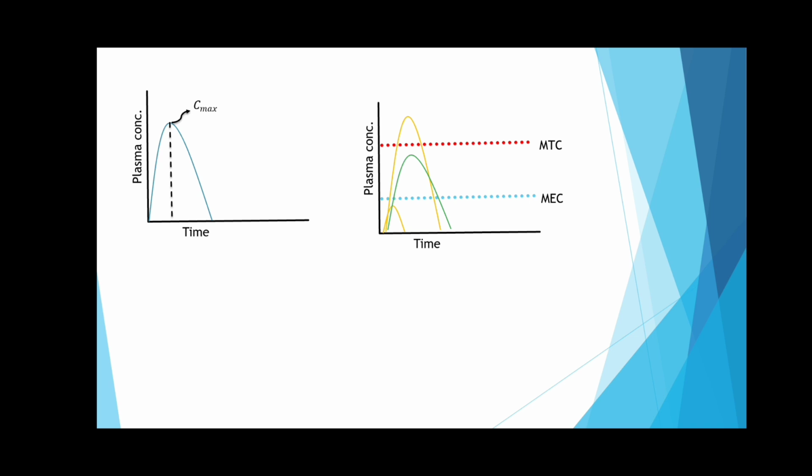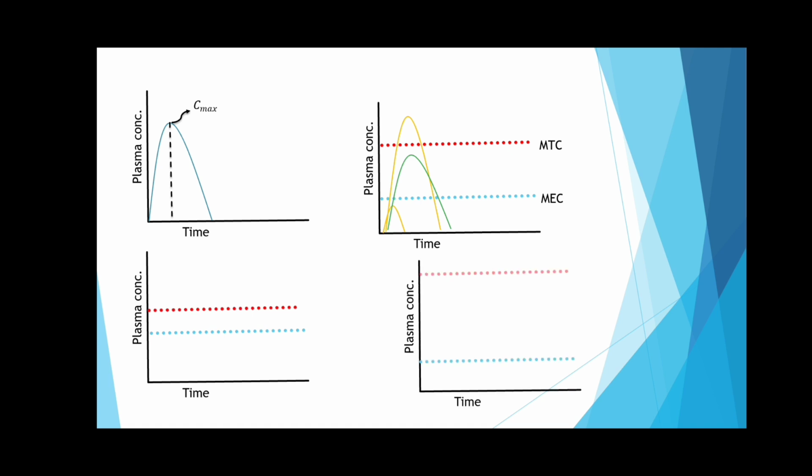The plasma concentration range between MEC and MTC is known as the therapeutic range or therapeutic window. There are a few drugs whose therapeutic window is very small, whereas there are a few drugs whose therapeutic window is wide enough. So what difference is there in the dosage regimen for such drugs? If the drug's therapeutic window or therapeutic index is very small, then what will happen? Suppose we are giving a larger dose for a longer dosage interval, like this. You can see the Cmax will be above MTC in this case.